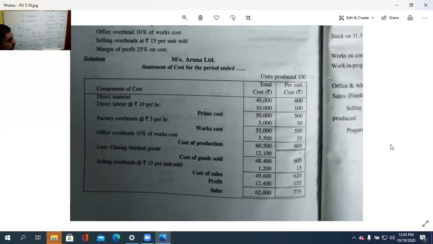So this is the case where we need to calculate the closing stock of finished goods. This type of problem will be asked for, I think, 5 marks in Section B of your questions. Clear? So this is the case where the closing stock of finished goods needs to be calculated.